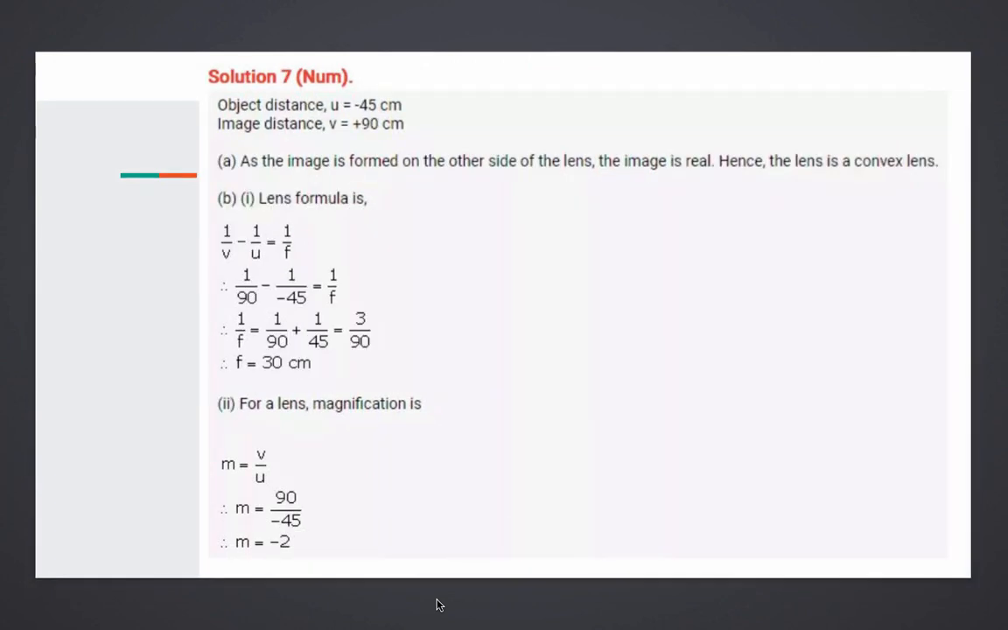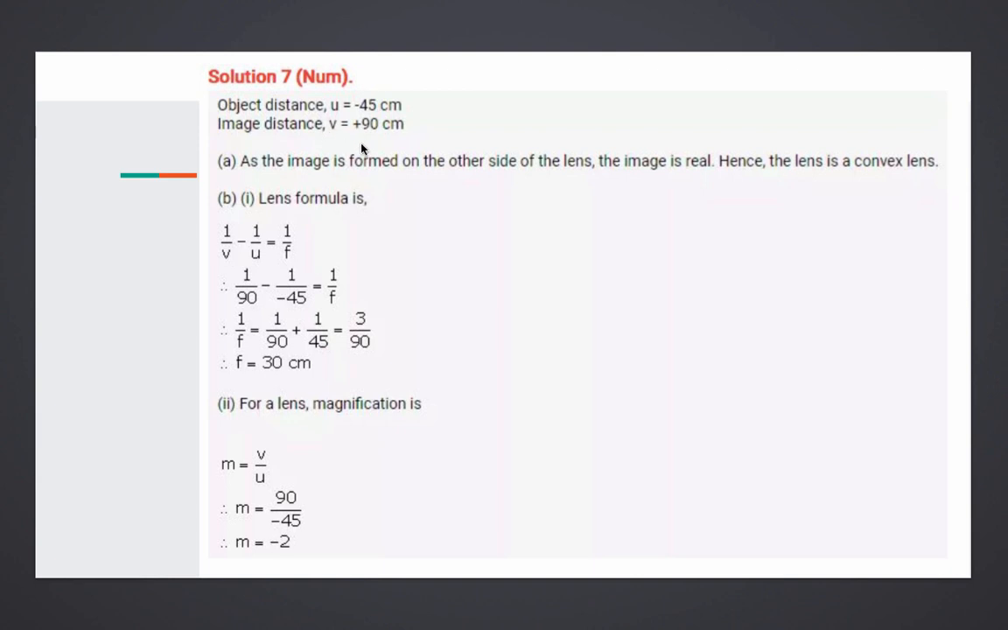A lens forms the image of an object placed at a distance 45 centimeter from it on a screen placed at a distance 90 centimeter on the other side. Pay attention, object: so U is minus 45 always, whether it is concave lens or convex lens. Again, I'm repeating, object will always be placed in front of the lens. Okay, always. So it will always be negative. U straight away comes negative. Will be taken negative sign convention.